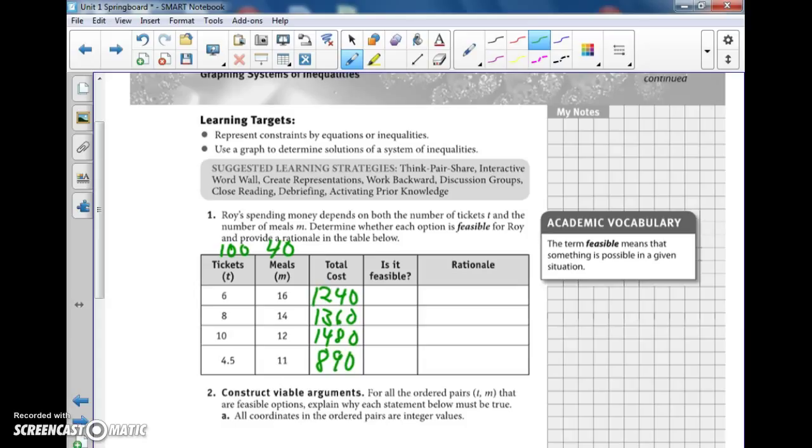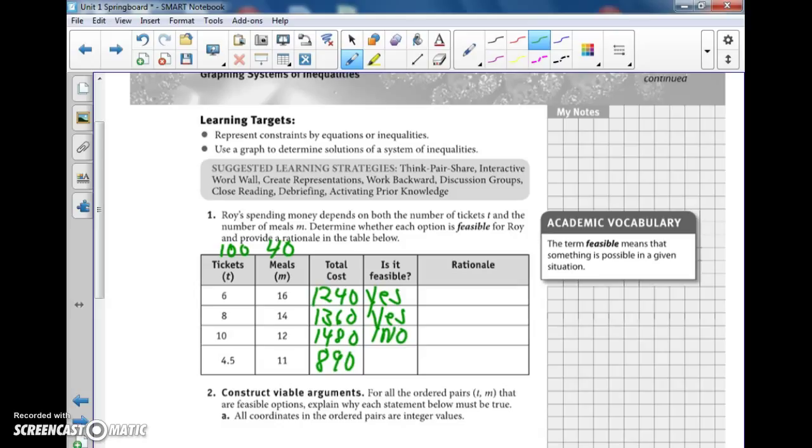If he buys 6 tickets and 16 meals, is that going to be a feasible answer? Yes, because what's the most money he has? 1360, right? That's what we learned yesterday. If he has 1360 worth of tickets and meals, feasible answer. How about 1480? Feasible? No. Not enough money. Okay.